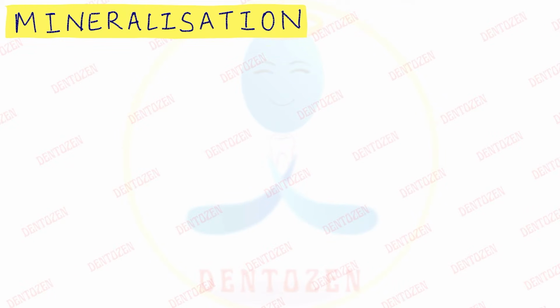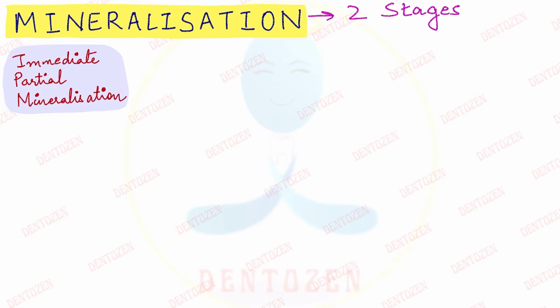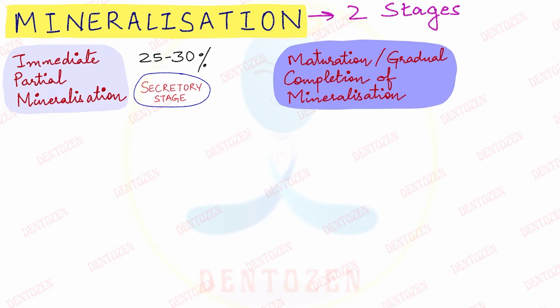Now we come to the key features of mineralization in enamel. It occurs in two stages: immediate partial mineralization, which occurs immediately as the matrix is secreted. So it occurs in the secretory stage. It is partial, so it accounts for 25 to 30%. Final mineralization occurs in the maturative stage, that is full mineralization.